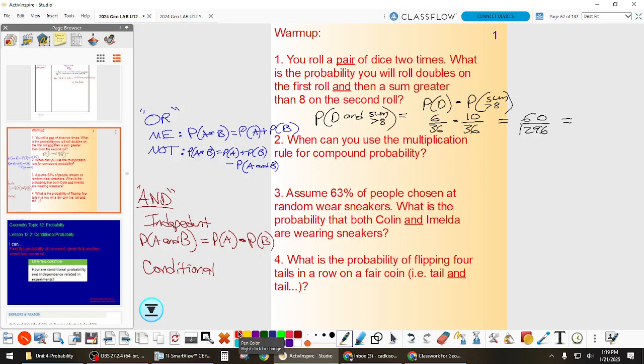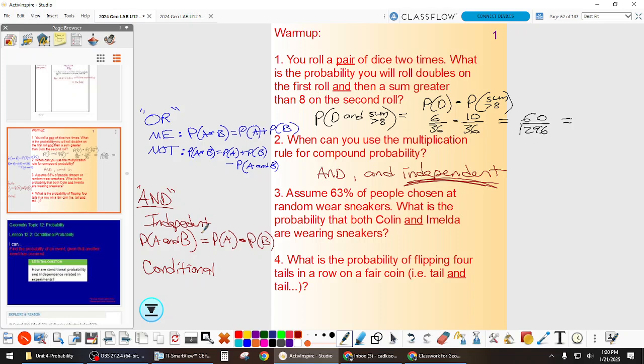Okay, it has to be and. Perfect. So and, right? Independent. That's the big one. If it's not independent, we can't just straight multiply our probabilities.